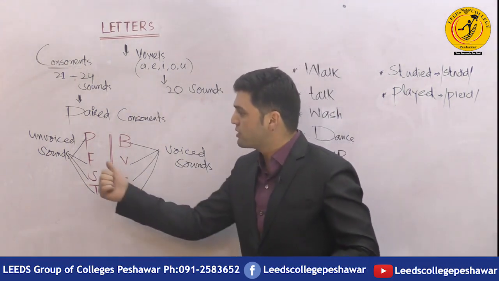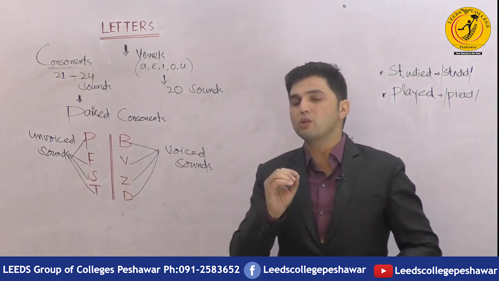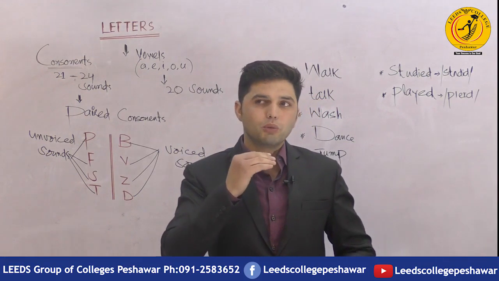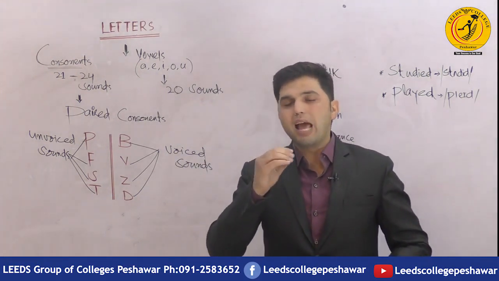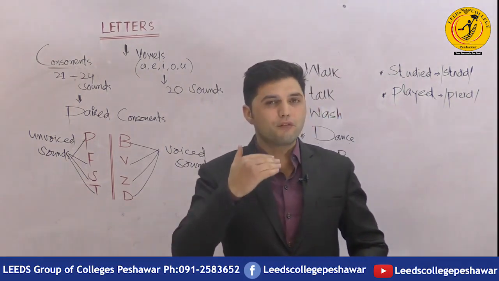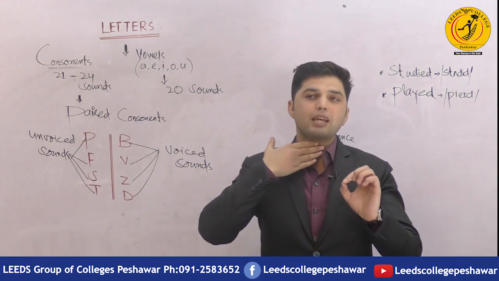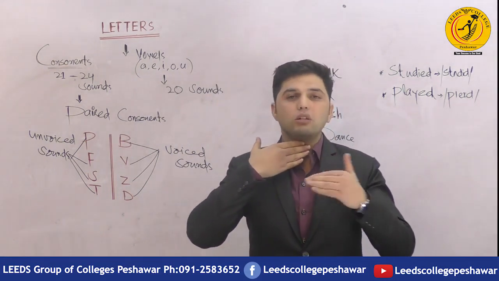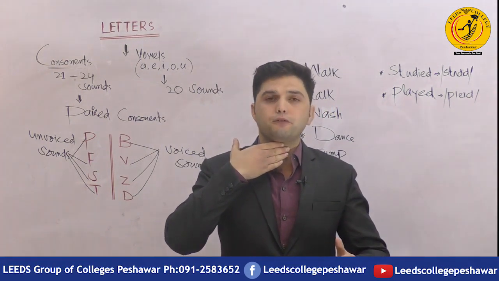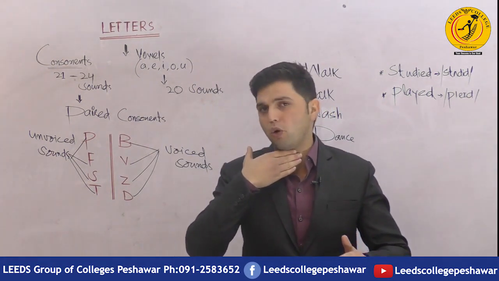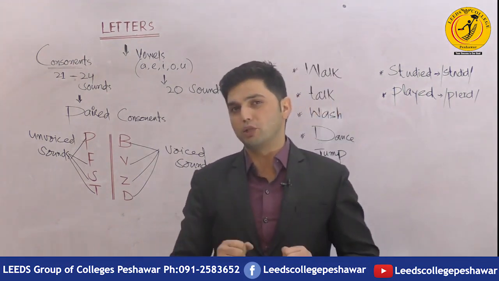Let's come down towards the f and v sounds. Whenever you pronounce the f sound, you bite your lower lip with the upper teeth, and there is air and friction. But if you put your finger right here on your Adam's apple, the vocal cords are not vibrating. There is no vibration at all. When there is no vibration, this is called an unvoiced sound.